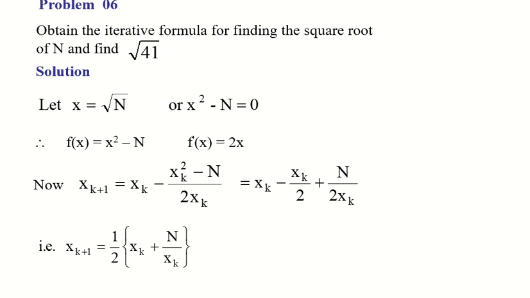So this is xk minus xk by 2, which gives you xk by 2 plus n by 2xk. If you take out 1 by 2, it is 1 by 2 into xk plus n by xk. So this is the iterative formula for finding the square root of a number n: xk plus 1 is half into xk plus n by xk.